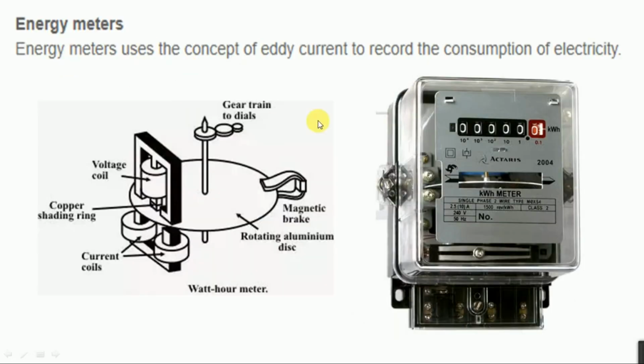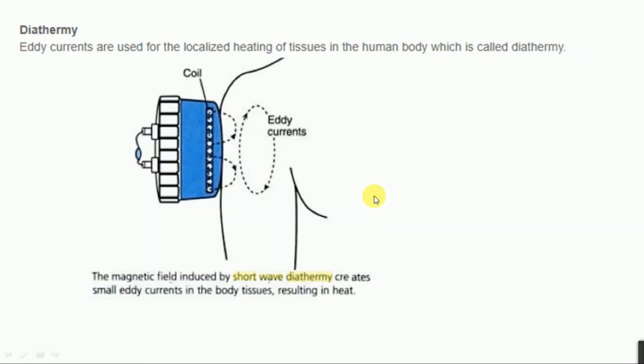Energy meters are also based on eddy current. So you can see this disc, when the current passes through the circuit, due to the eddy current, this disc rotates. When this disc rotates, it moves the gear, and with the gear this number changes to 1 2 3 4, and we get to know the energy consumed. But these days we are using digital meters, so we don't see this kind of meter these days.